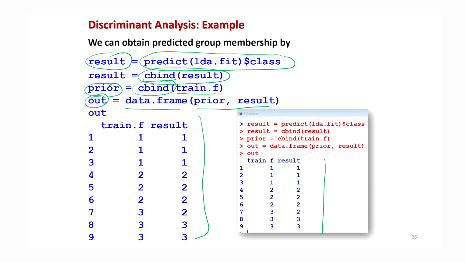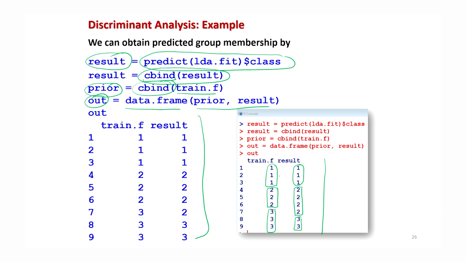So whatsoever be the outcome of my predict LDA dot fit, if you can see here, this has been classified to class 1, and then the next 4 values into class 2, and the remaining last 2 values into class 3. Whereas in the original data train.f, the first 3 observations were in class 1, the next 3 observations were in class 2, and the remaining 3 observations were in class 3. So that is why I have artificially taken this data, so that you can remember that there are 3 observations in each of the groups.